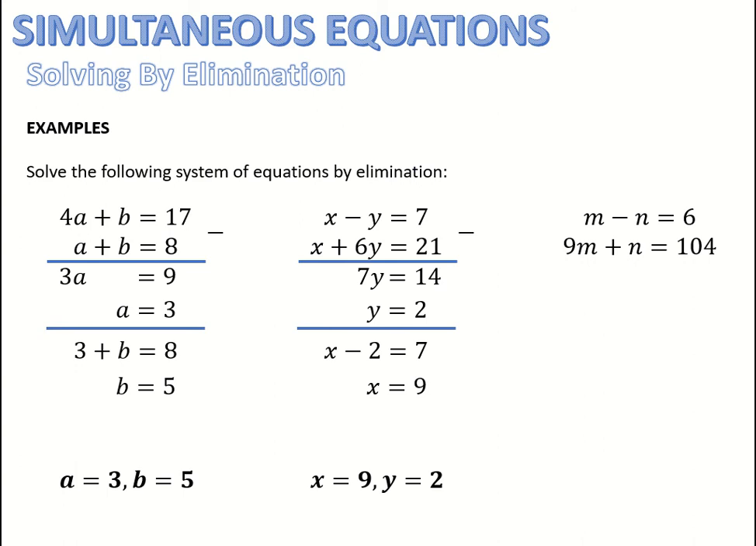Right, this last one looks virtually the same. There's just a couple of things we need to think about. Again we're eliminating, and again we can eliminate the n's because there is only one of them, but we just have to be very, very careful here. We have to add. Because if you did n take away minus n, take away minus n is 2n. It's not eliminating n.